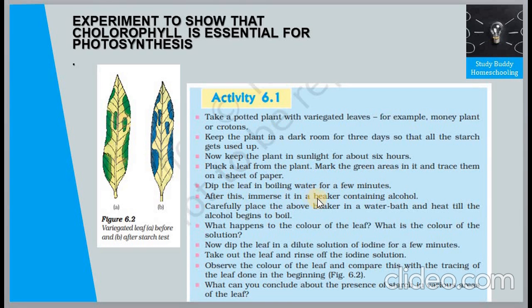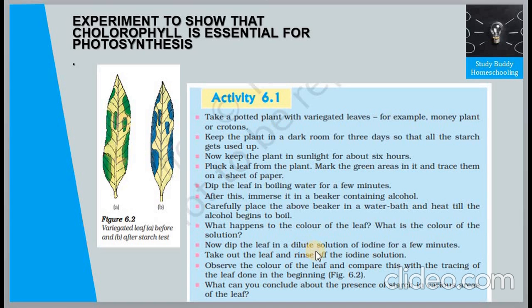After this, immerse it in a beaker containing alcohol. Carefully place the beaker in the water bath and heat till the alcohol begins to boil. So again, you will have to put it in a beaker containing alcohol and boil it. Let's see what happens to the color of the leaf. It would have turned colorless because all the chlorophyll pigments would have been lost in the boiling water and boiling alcohol. What is the color of the solution? It would have turned light green, with the colors of the leaf as well.